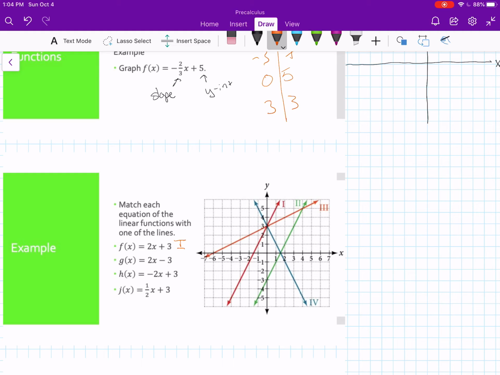G of x is 2x minus 3. So our y-intercept is negative 3, which only leaves us with line 2. H of x is negative 2x plus 3, so it has a y-intercept of 3 and a negative slope. That leaves us with number 4. And j of x equals 1/2 x plus 3, so y-intercept of 3. It's a positive slope, but it's a fraction, so it's going to be pretty flat, which leaves us with line number 3.